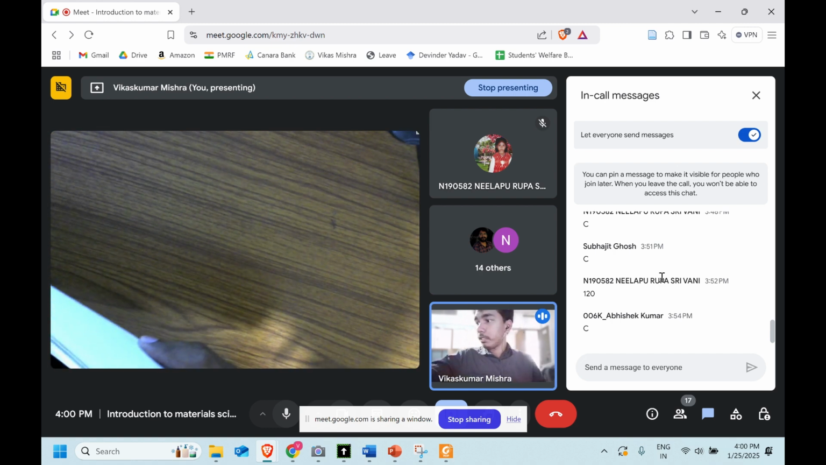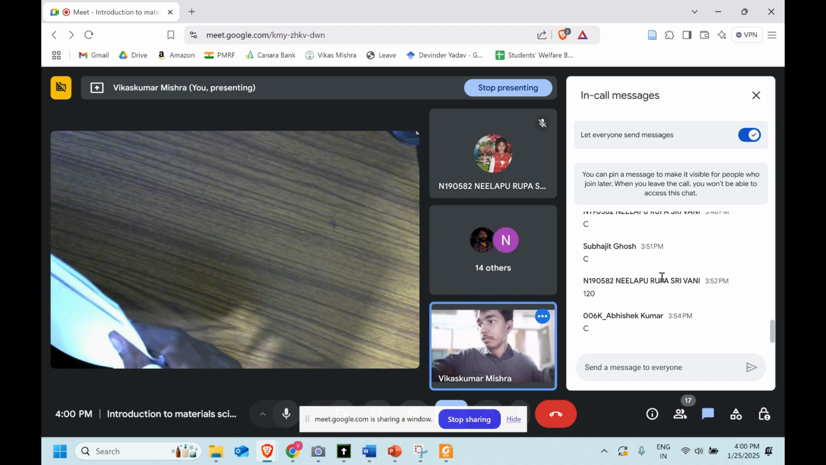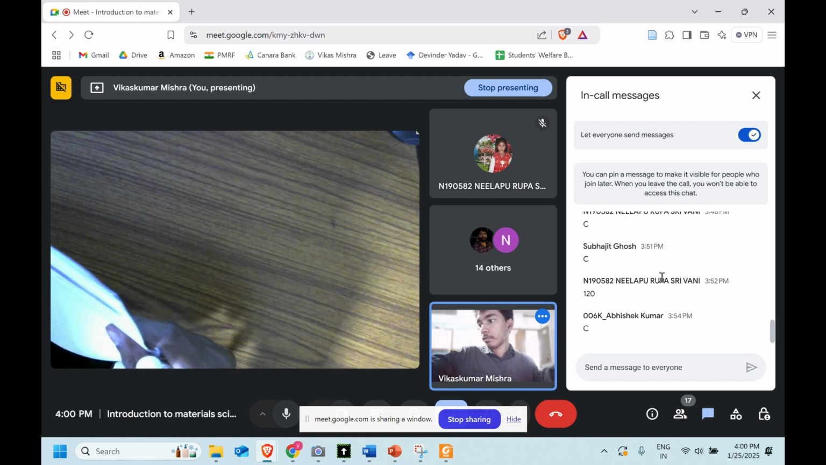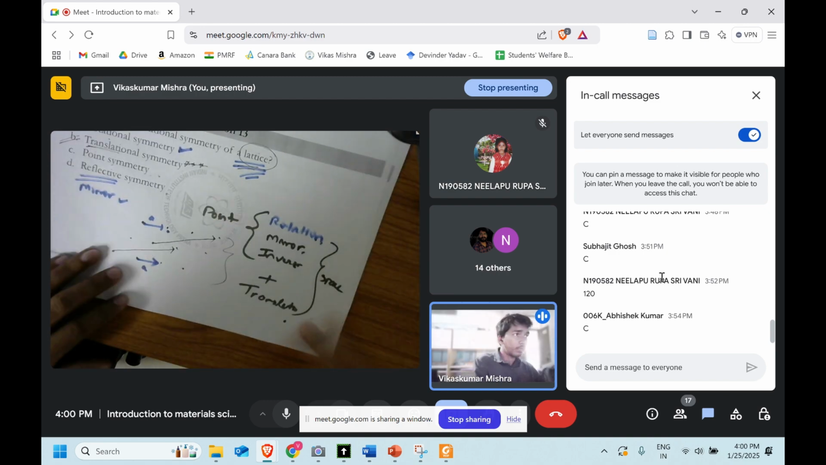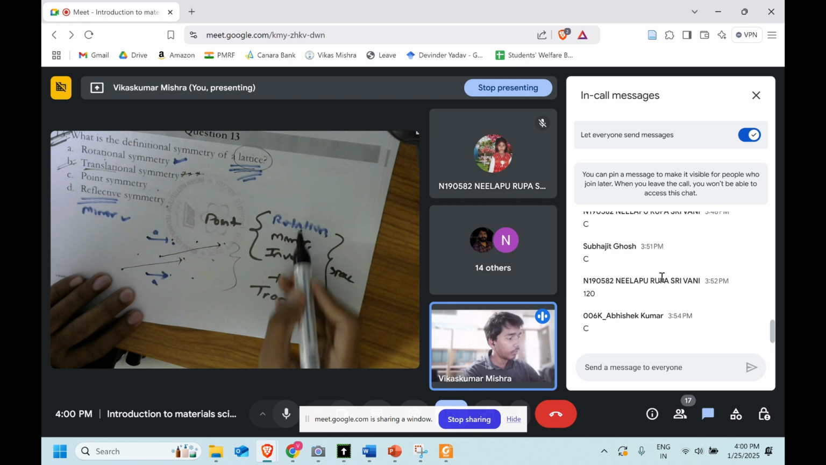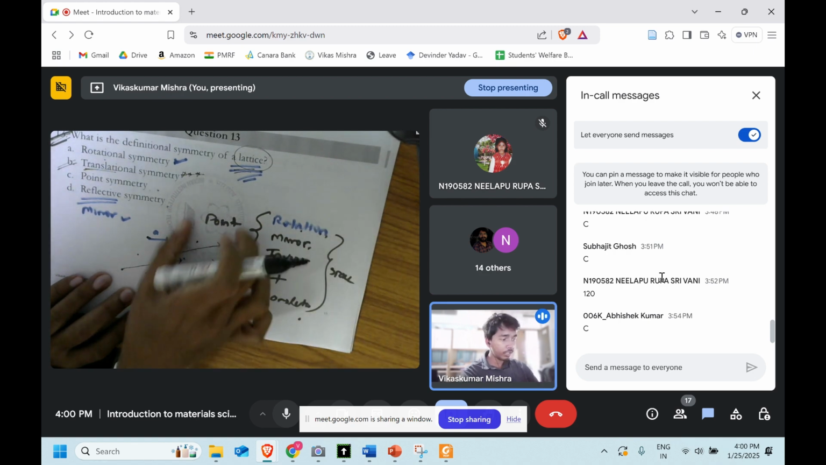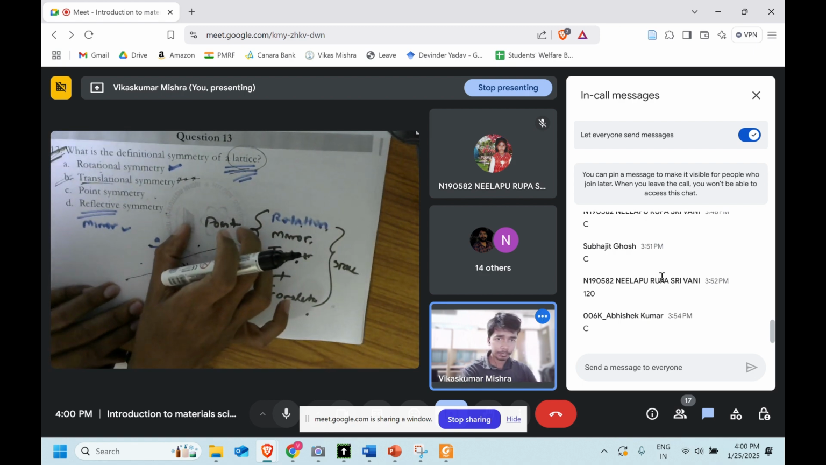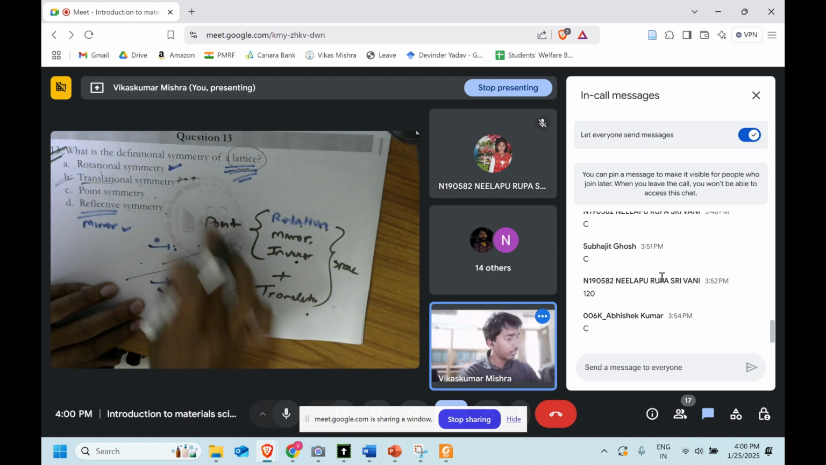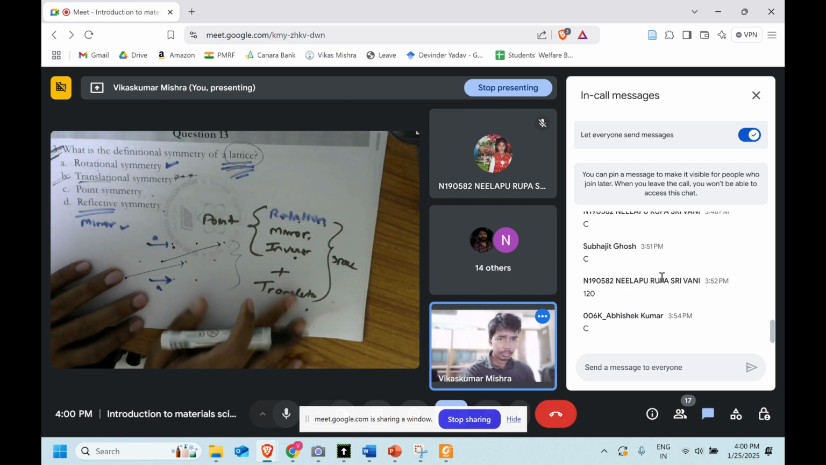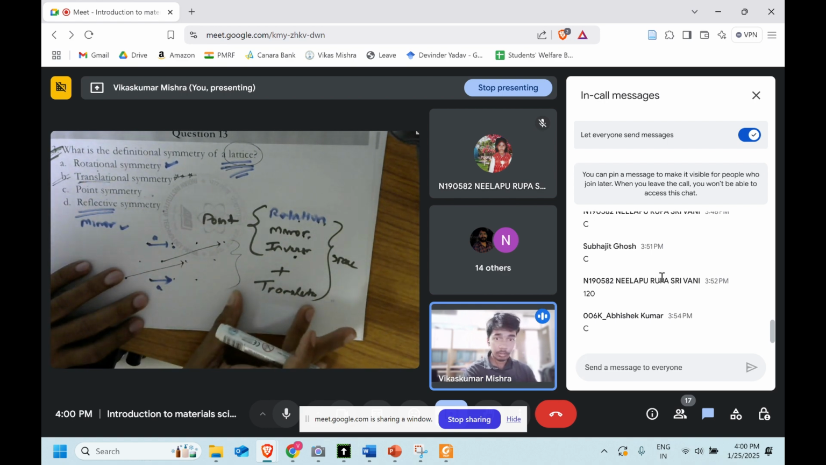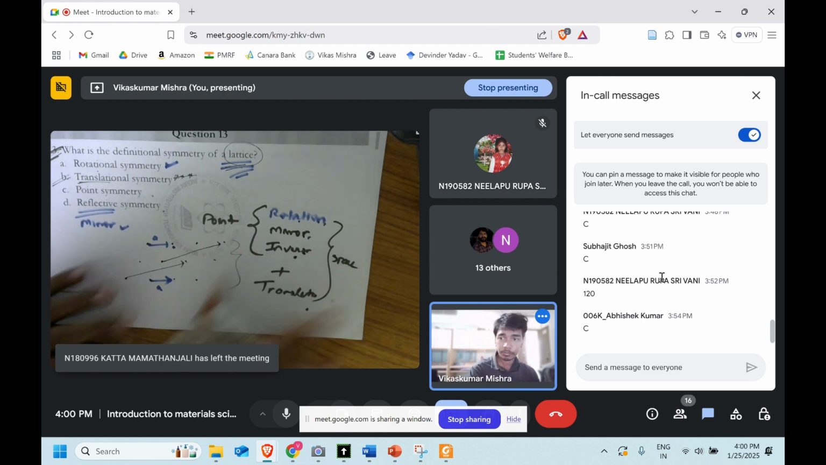Before that, let me again show you the question which we have solved. We have solved this question number 13. Here what I said is that rotation, mirror and inversion combine, and they belong to the point symmetry. If I add translation to the point symmetry, we get the space group, right? If I add translation to the point group, it gives the space group.